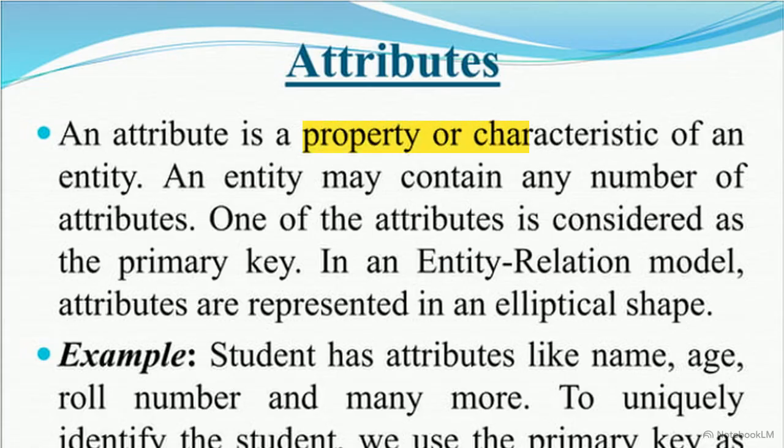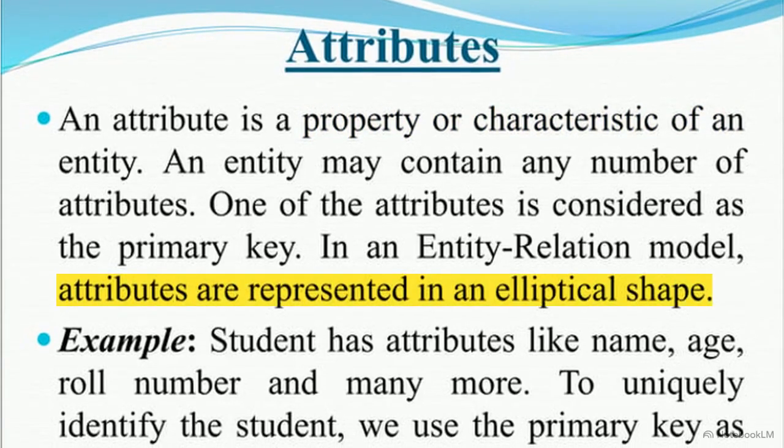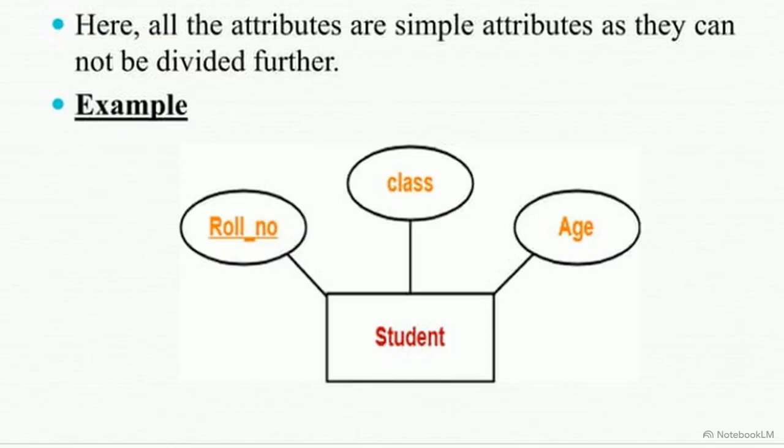After defining entities, we examine their specific properties, known as attributes. In the model, these are represented by elliptical shapes. Attributes must follow strict structural rules. Simple attributes, like a student's roll number or age, satisfy the rule of atomicity, meaning they are indivisible, single values.